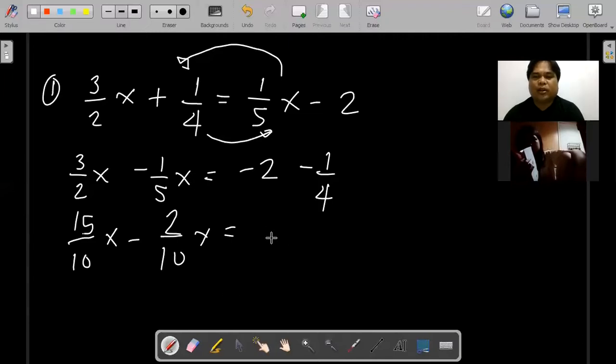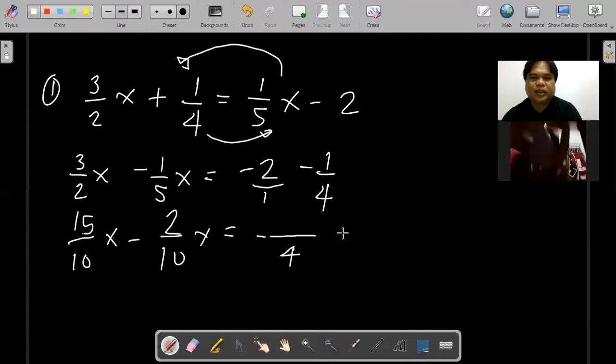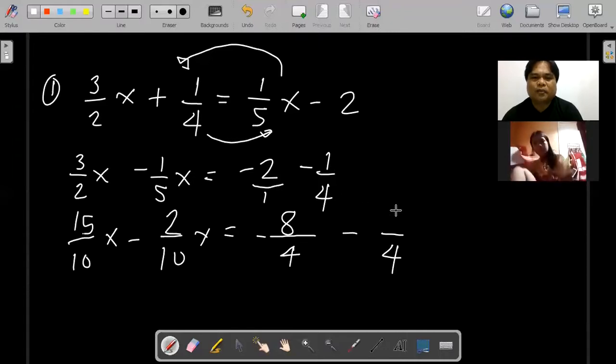How about this side? What's the least common denominator? If you have a constant, automatically you assume a denominator of 1. So all you have to think about is what's the number that can be divided by both 4 and 1? That's 4. So 4 divided by 1 is 4, times 2, that is 8. 4 divided by 4 is 1, times 1, that is 1.